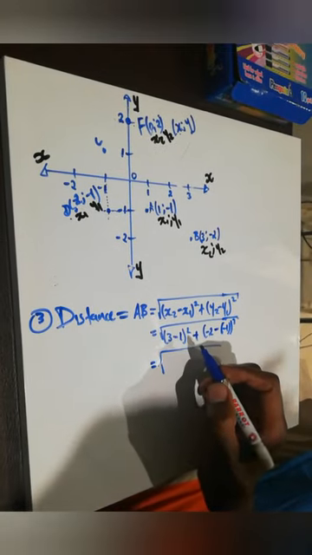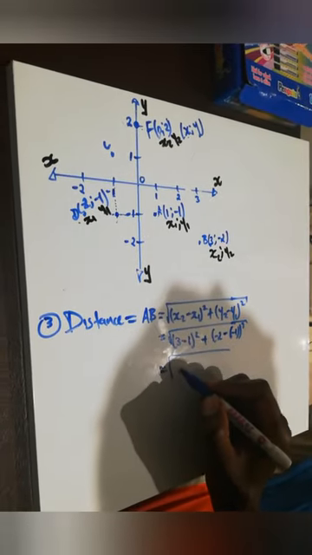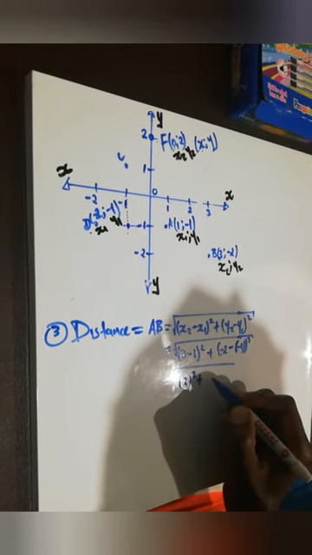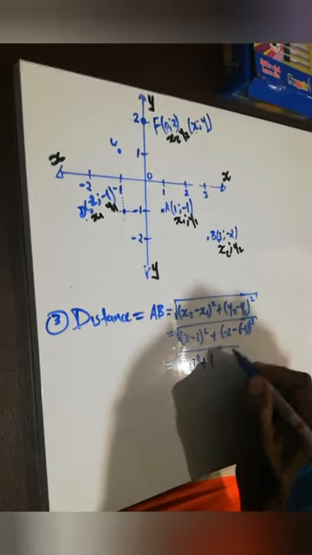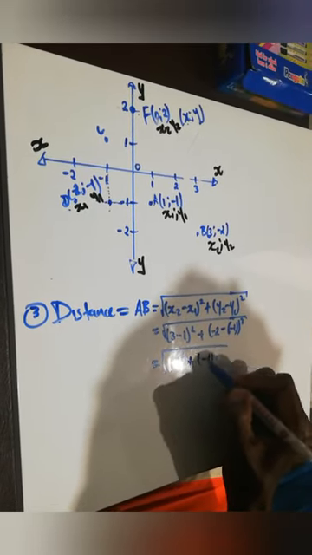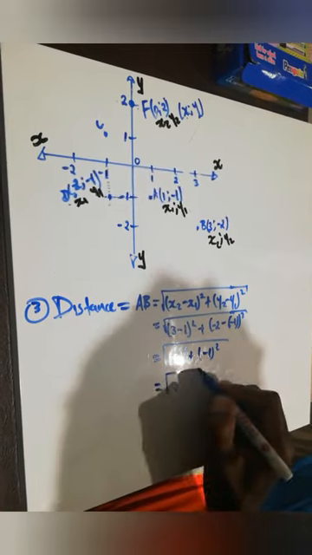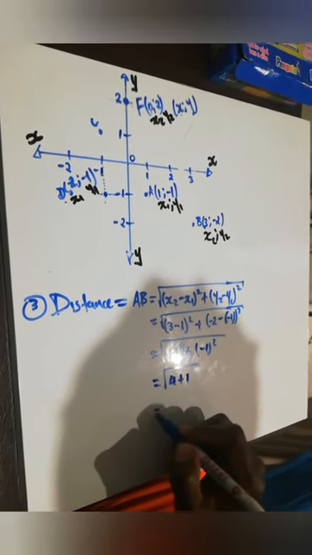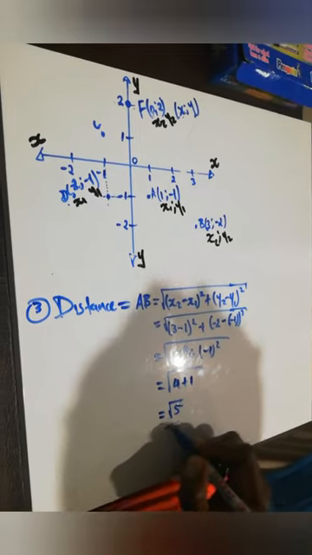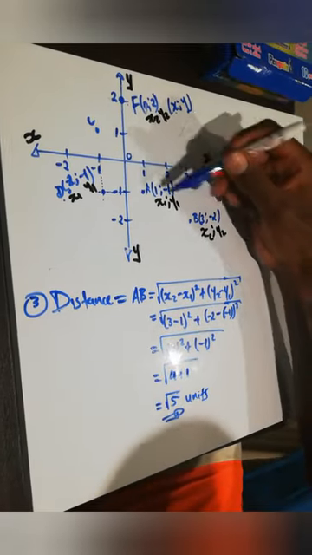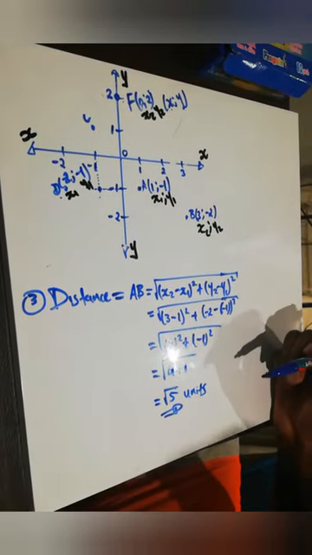Again, this one is 2 squared plus -2 plus 1, which gives us -1, all squared. Then we're going to have 4 plus 1. Therefore, the final answer is root of 5, so it's root of 5 units. This is the distance from point A to point B.